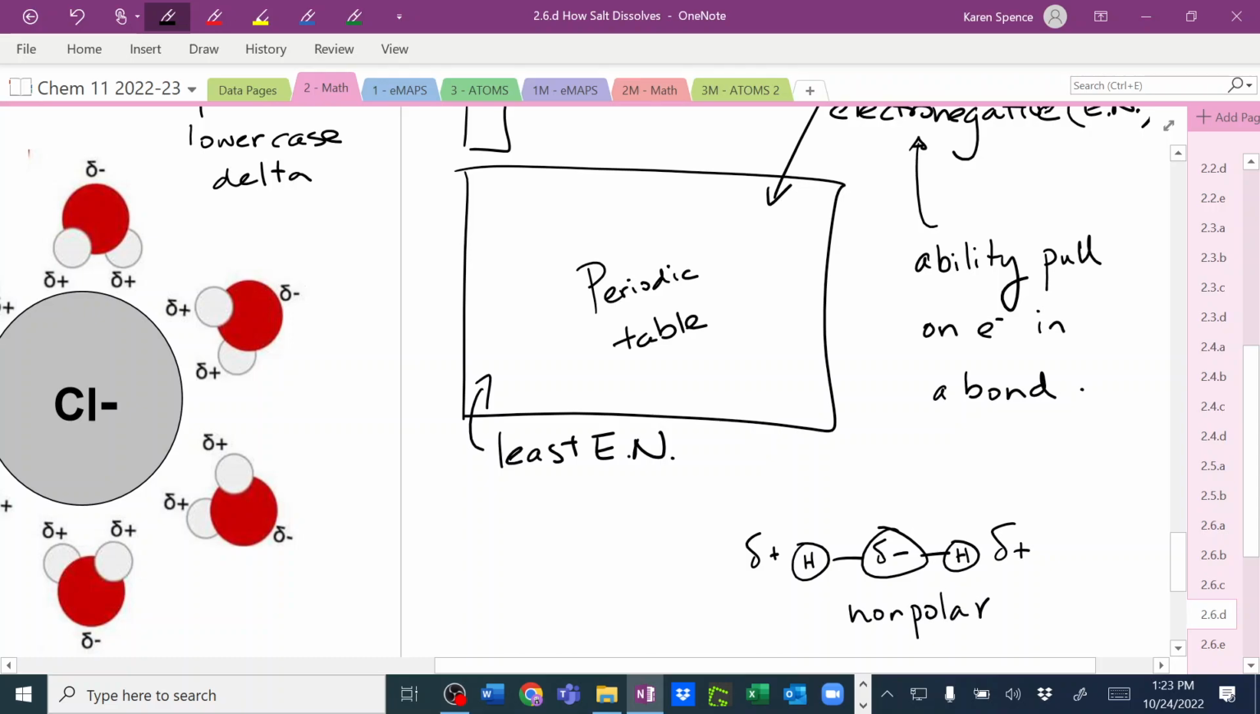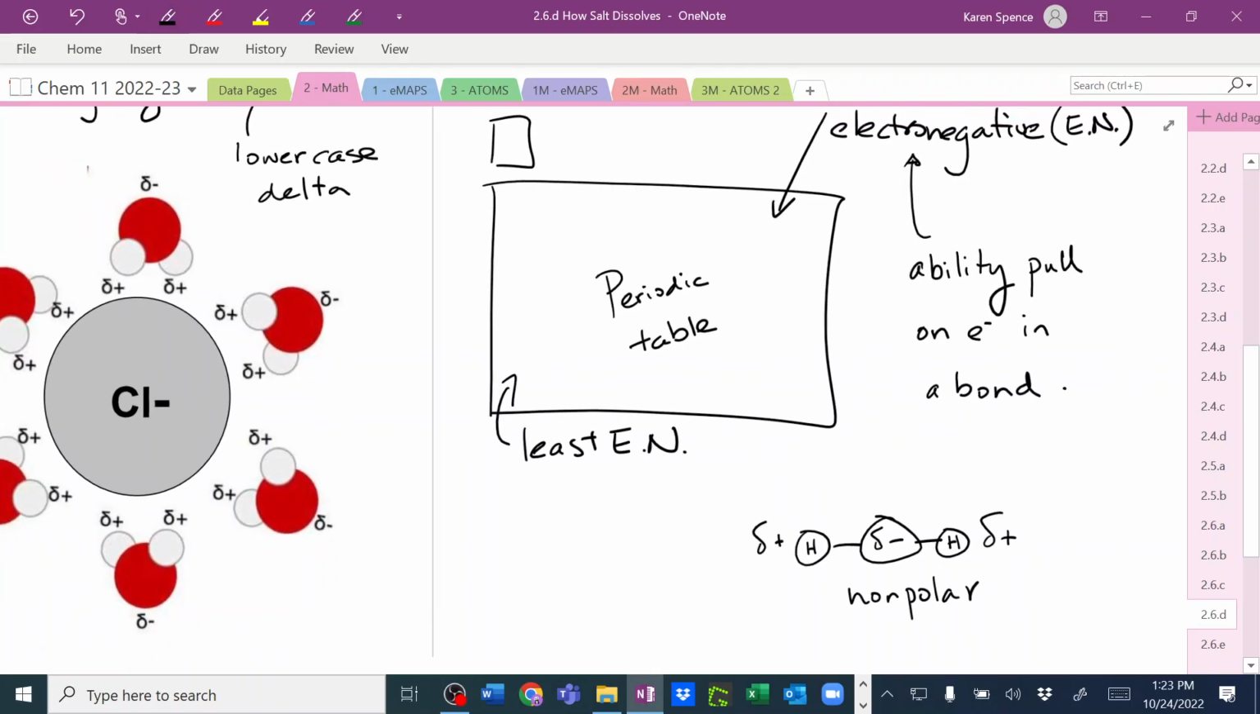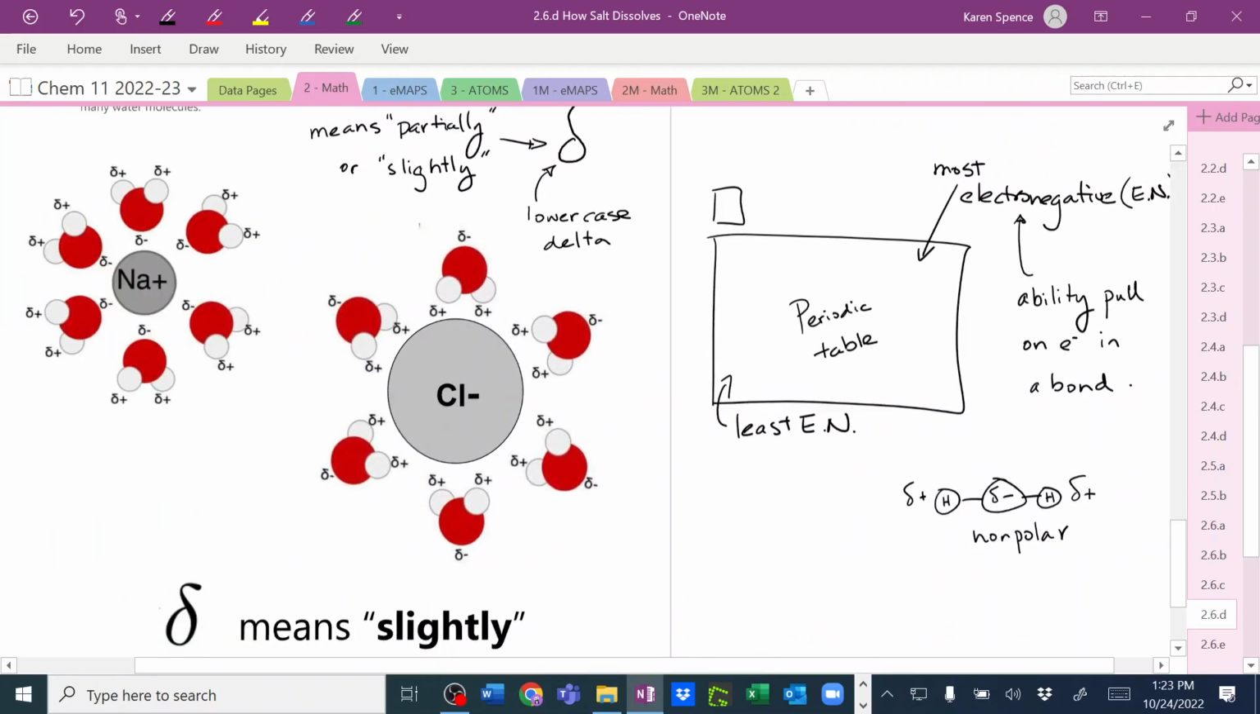Okay? If I ask you to draw that, you don't need to draw 6. You could draw 4, or you could draw 5, whatever you can make fit around the ion would be totally fine. So that's what's happening when we are dissolving.